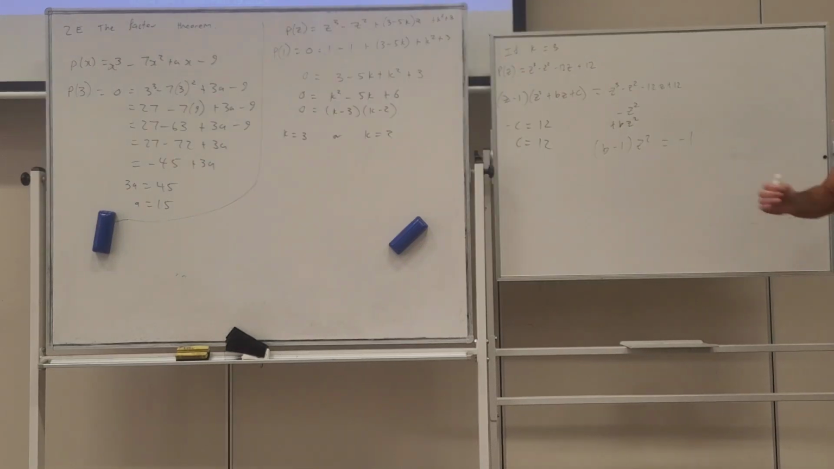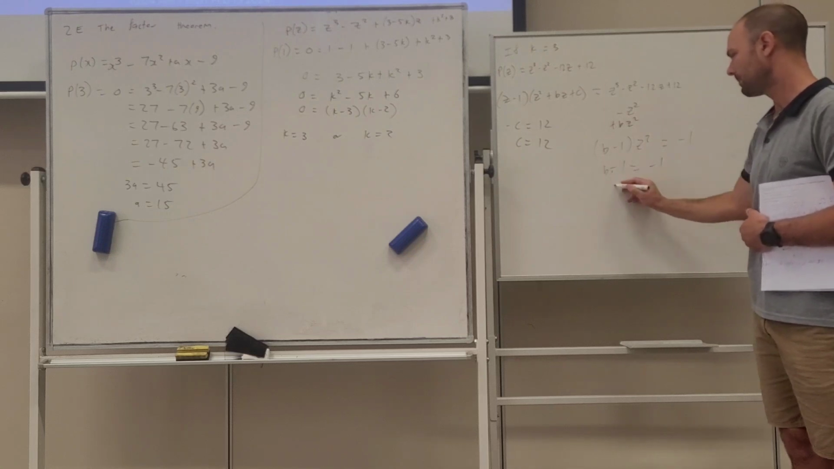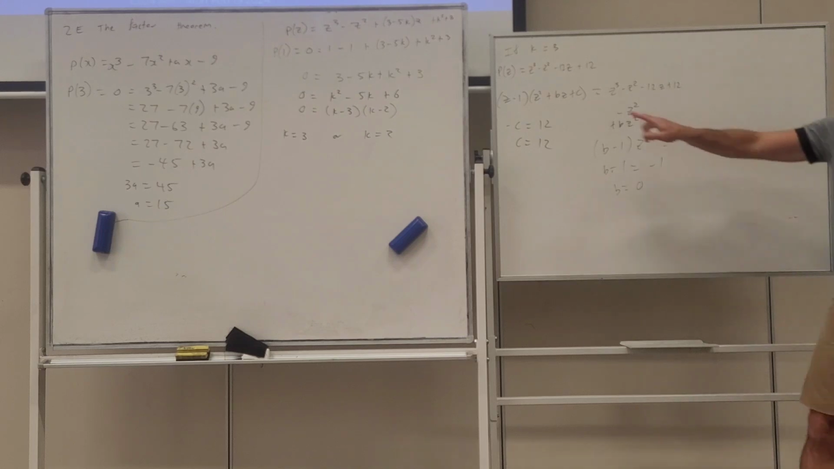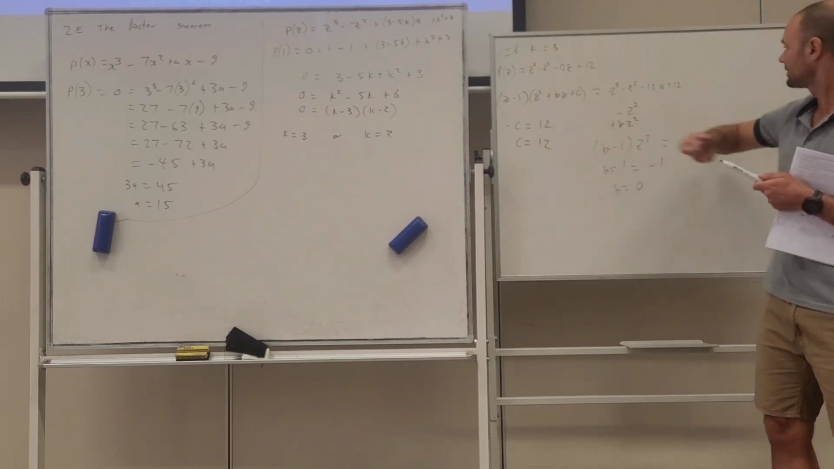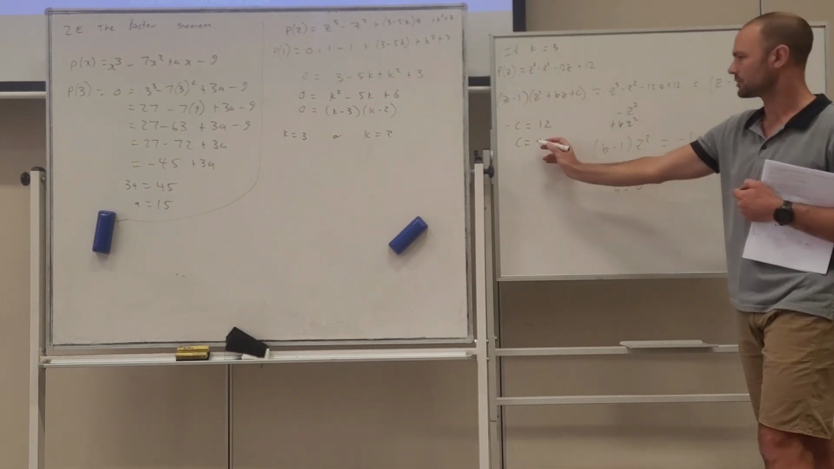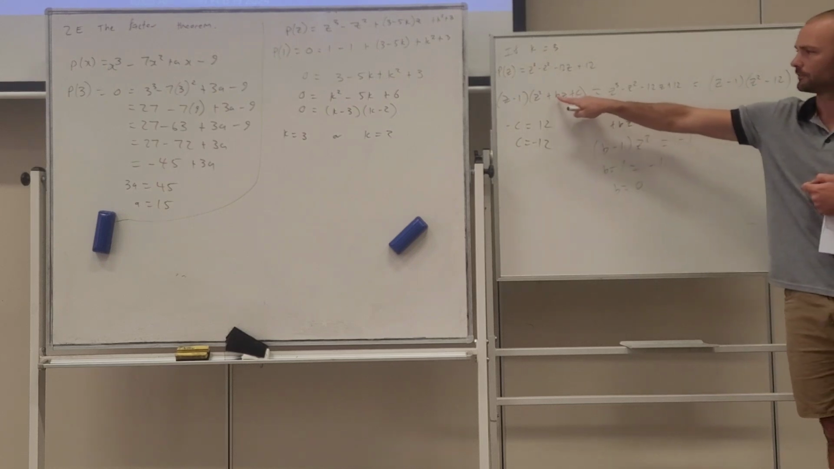So you can perform the expansion, right? This might be a faster way to think of it if you can see it. So we have b take 1 is minus 1, so b has to be 0. Which means that the polynomial, if I write it out here, is z take 1 multiplied by z squared minus 12. The value of c is minus 12. The value of b is 0.